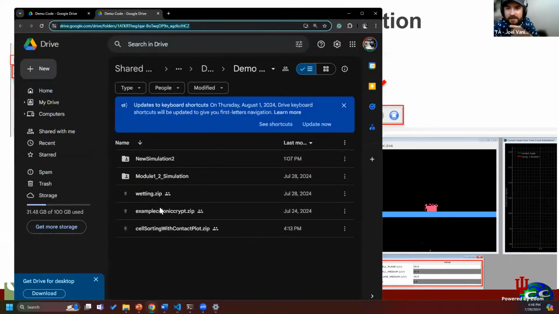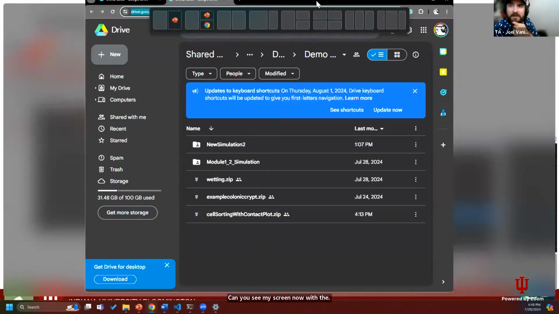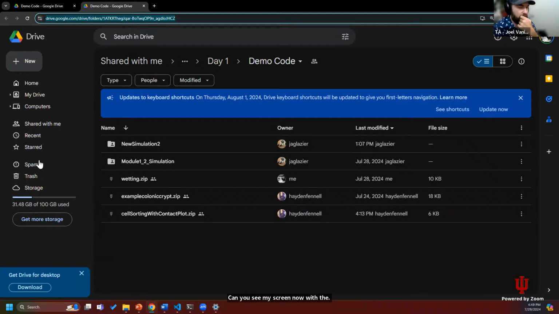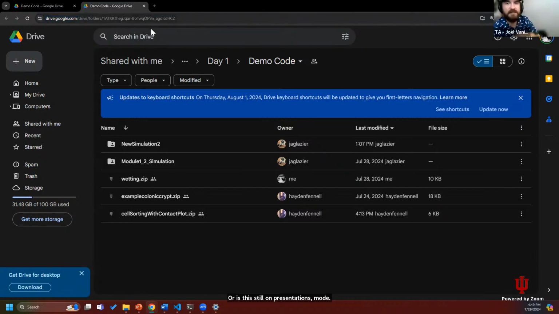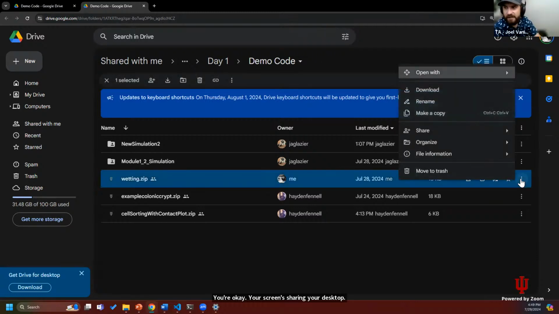Let's see, can you see my screen now, or is it still on presentation mode? You're okay. Your screen's just sharing your desktop. Oh, okay. So you can see here, right? Yeah, this one over here. I think you can click on these three dots and it has the download on this side.